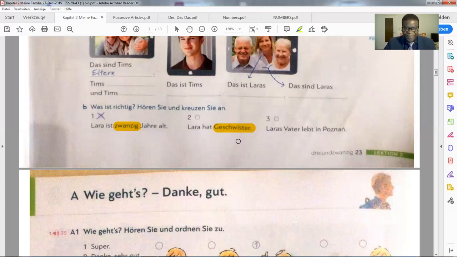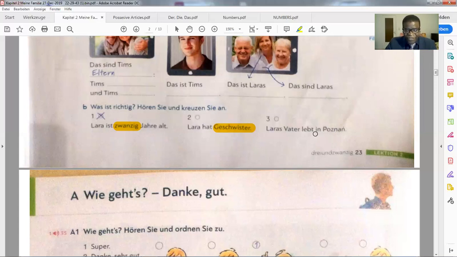Okay? Siblings. Drei. Lara's is possessive here because of the S. Lara's Vater lebt in Poznan. Now we are doing reference. Lara's father lives, this is in English, lives. S brings in T in Poznan. Poznan, I think, is a city in Poland.